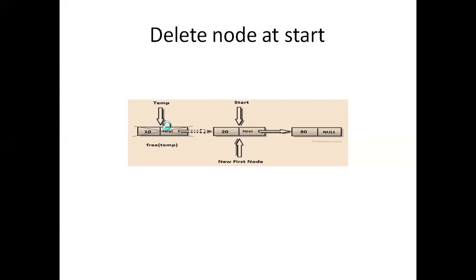Before deleting 10, 10 next should be the head node. We make 10 next node the head node, meaning the starting node. Then after that, keep 10 next null. This is the way to remove nodes from the starting position.